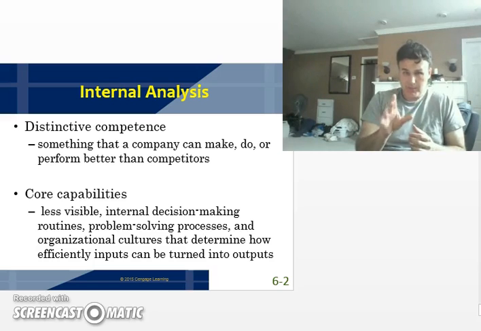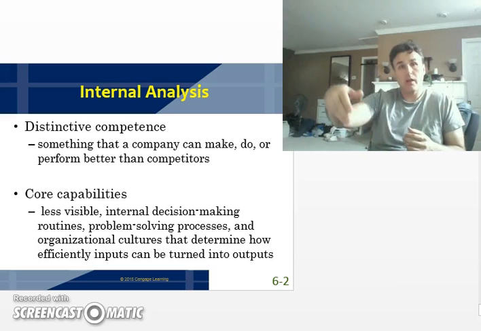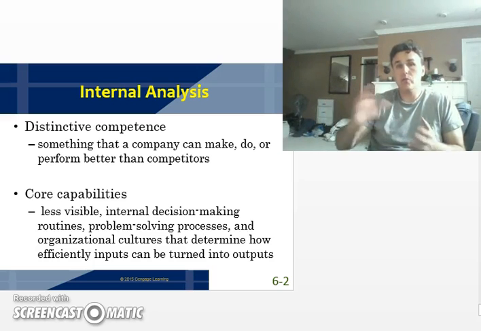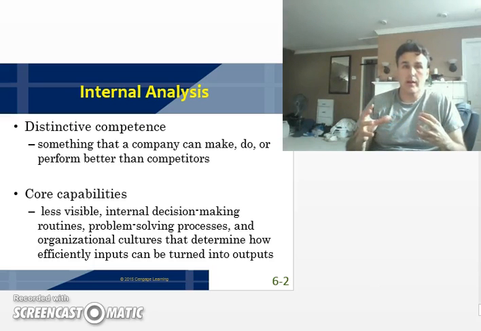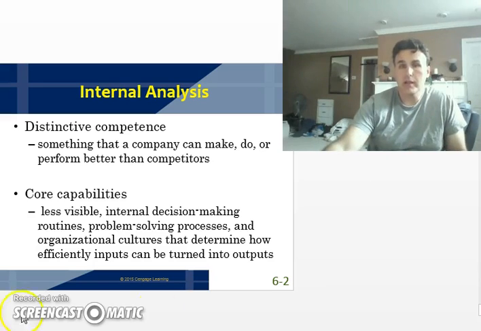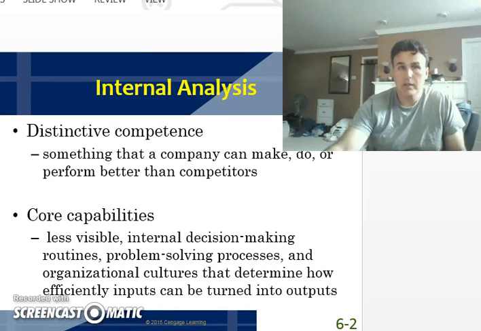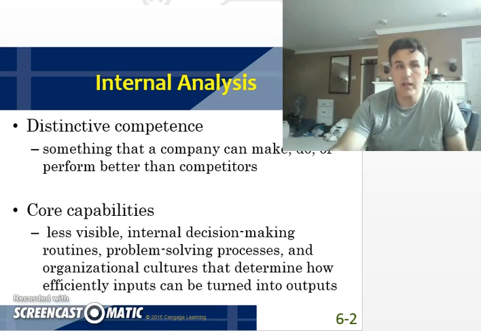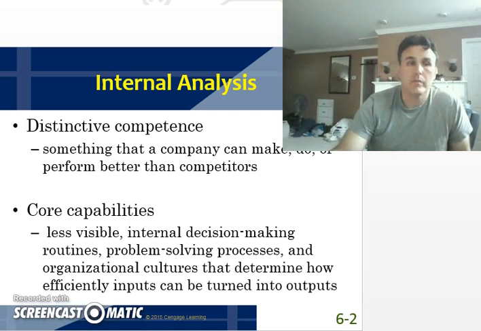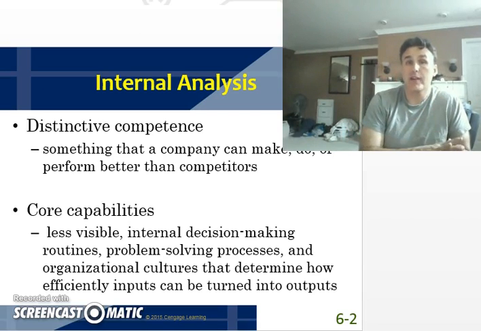These might be less visible, right? But there are things or routines or structures in place that help the organization perform better. Let me see if I can get this a little bit. There, maybe. Sorry if that's... Okay. So know what distinctive competences and core capabilities are.